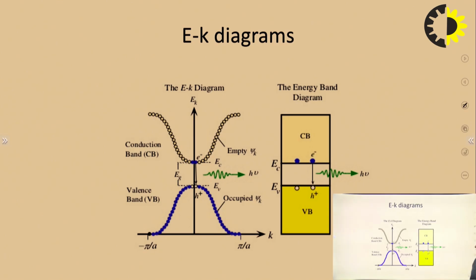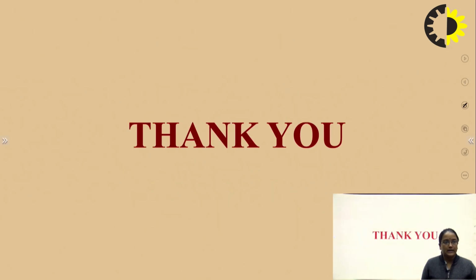This is also one of the pictorial representations of the EK diagram, in which we are observing that whenever the electrons at the minima of the conduction band edge combine with the holes at the maxima of the valence band, then the energy is released, particularly in the form of light, as we are observing. So, this is all about the EK diagram.